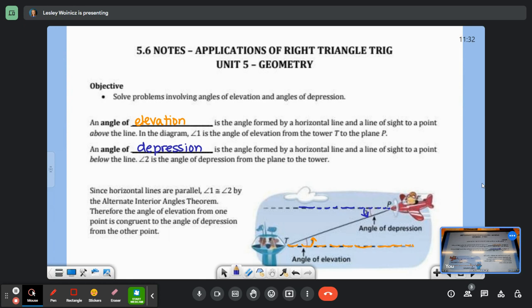All right, so angle of elevation goes up from the horizontal, right? Angle of depression goes down from the horizontal. It's always from the horizontal. We never go from the vertical. So if we're looking at this angle right here, that's nothing. That's not an angle of depression or elevation. That's a garbage angle because it's off of the vertical.